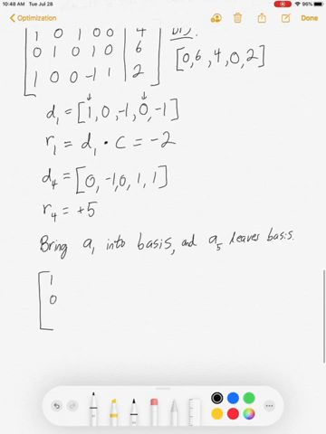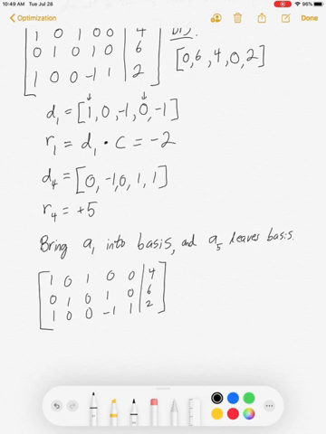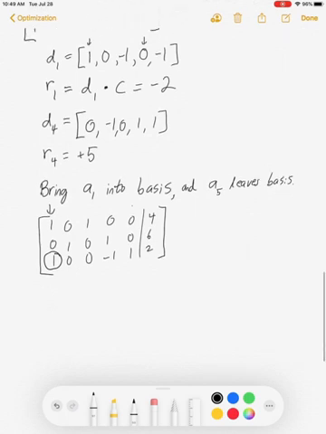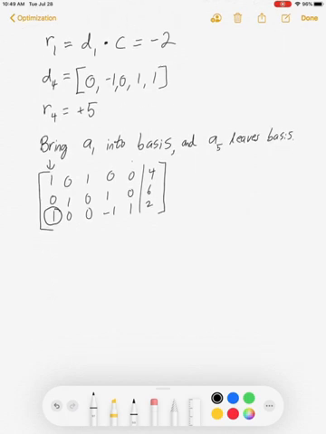Right, so now we do our pivot step. So we're bringing A1 into the basis. That means we look at the first column. We said A5 was going to leave the basis. So the entry in column 5 with a 1 is in the last row. So that means this is our pivot column. So now I need to zero out all of the other entries of that column.